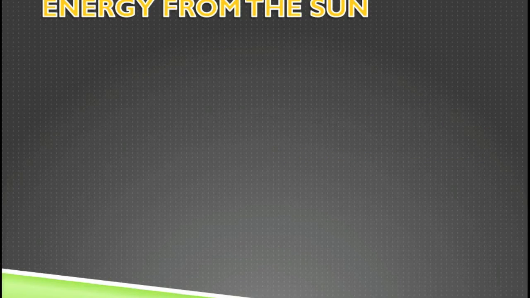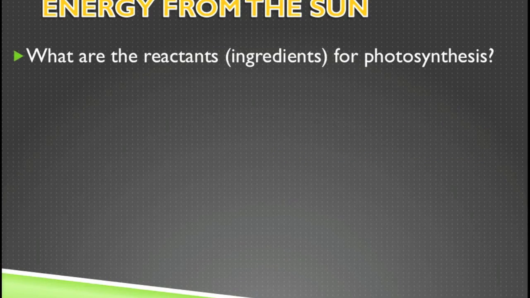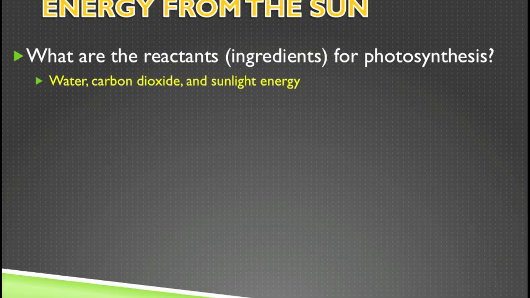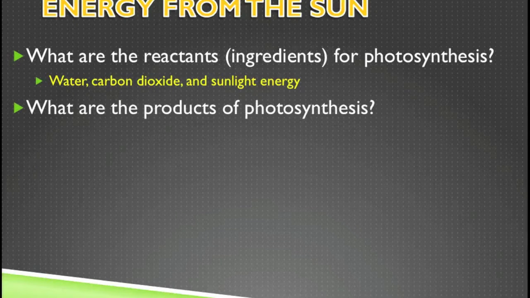Okay, our first box here is energy from the sun. First question, what are the reactants or ingredients for photosynthesis? Very simply, if you think of our investigation, we had water, used the straw to add carbon dioxide, and also we had our light energy that we added to one of them. What are the products? So what do we end up with for photosynthesis? That's going to be oxygen and glucose or sugar.